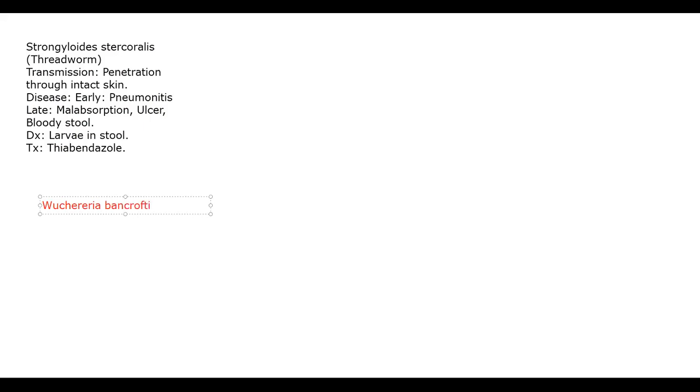Wuchereria bancrofti is transmitted by mosquito. Transmission is by mosquito bite, the Aedes mosquito, if I'm not mistaken. So it's the Aedes mosquito that causes the transmission of Wuchereria bancrofti. And this is very common. We all know it in our environment.